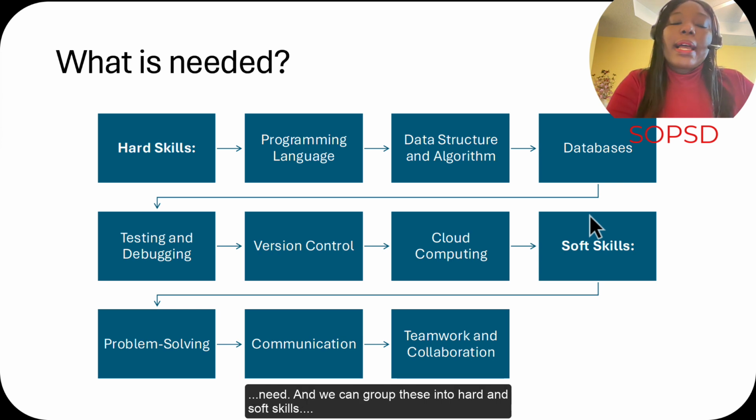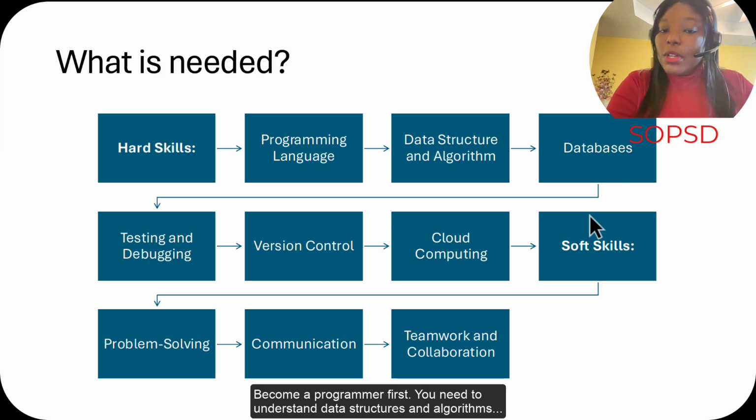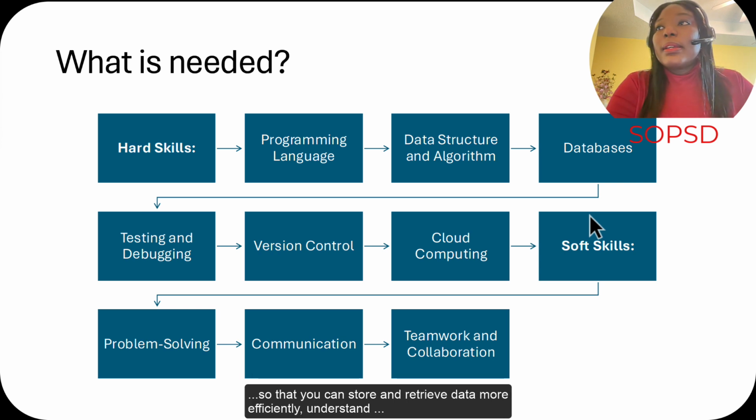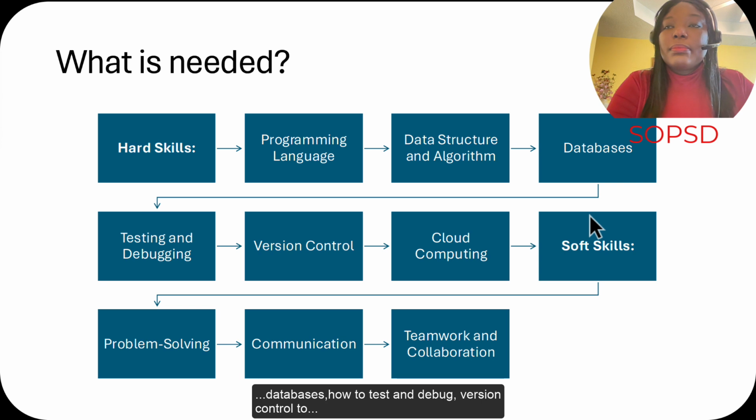So if you want to become a software developer, there are different things that you need, and we can group these into hard skills and soft skills. For hard skills, you need to understand the programming language. Become a programmer first. You need to understand data structure and algorithm so you can store and retrieve data efficiently. Understand databases, how to test and debug, version control to track code changes, also cloud computing where you deploy these applications.